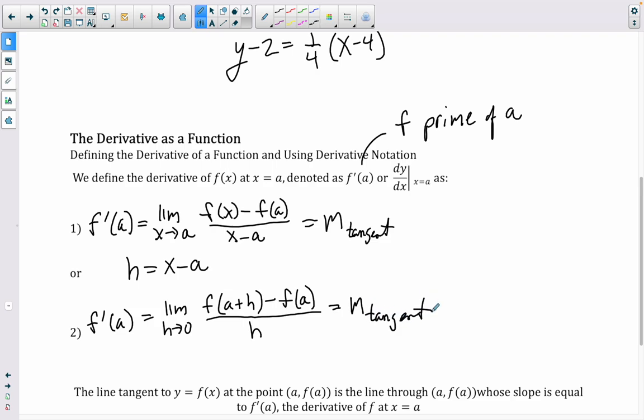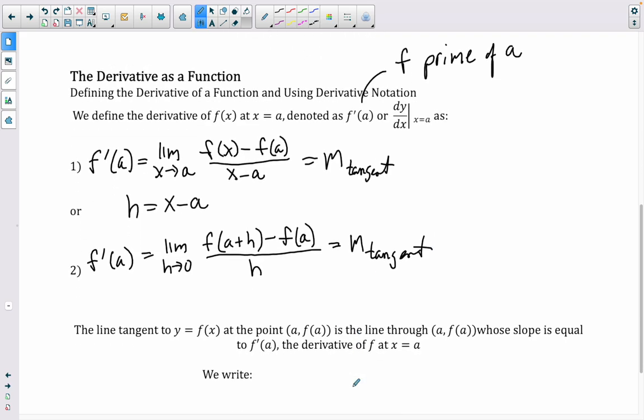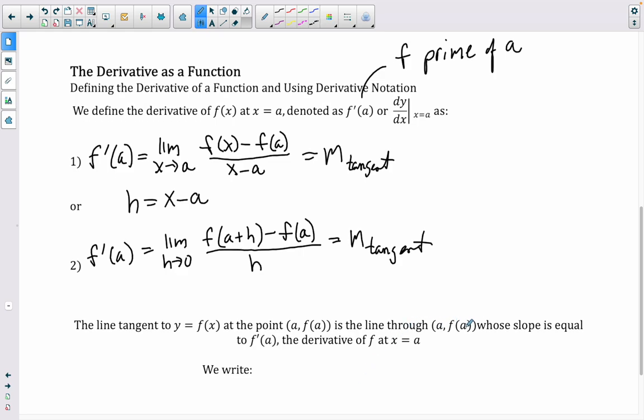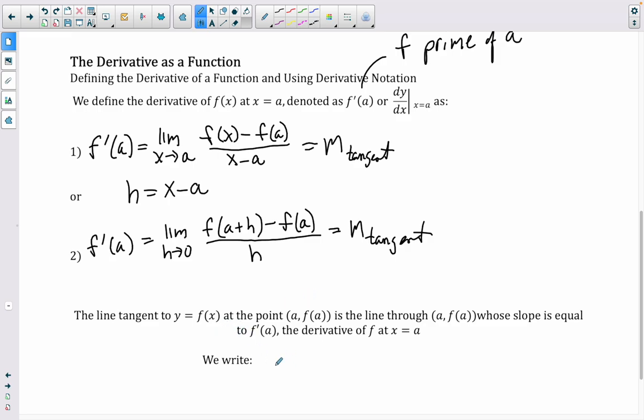The line tangent to y equals f of x at the point a, f of a is the line through the point a, f of a, whose slope is equal to f prime of a. Again, the derivative gives you the slope of the tangent at a certain point x. We can now write it this way: y minus f of a equals f prime of a, the slope of the tangent, times x minus a. Again, we're just using point slope form here.